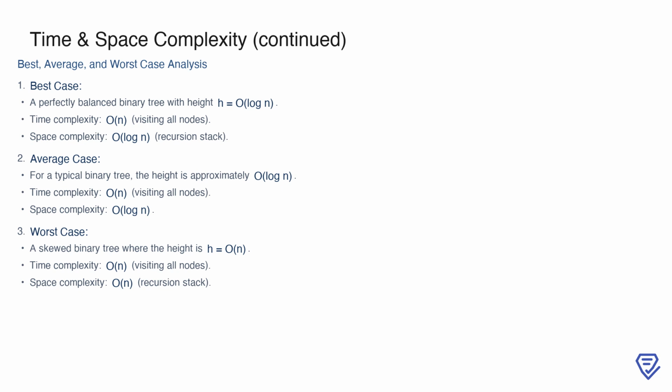However, in the worst case, where the binary tree is completely skewed, the height becomes O(n). As a result, both the time complexity and the space complexity reach O(n), with the call stack growing proportionally to the height of the tree.